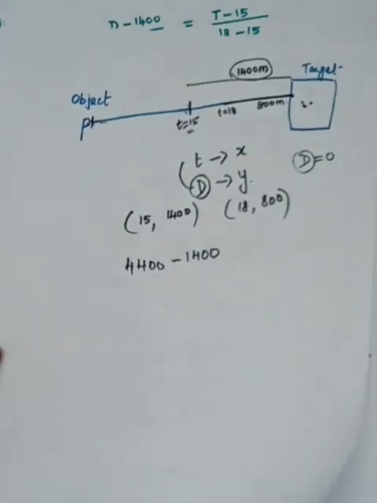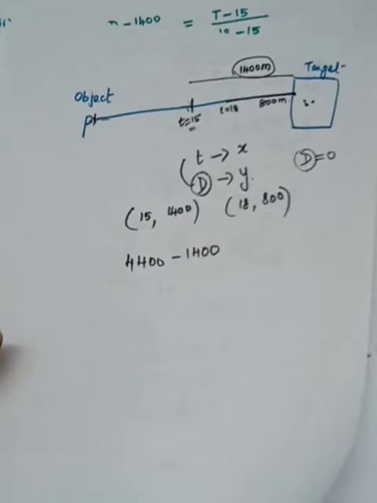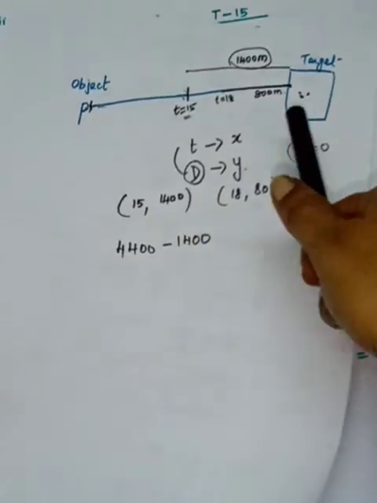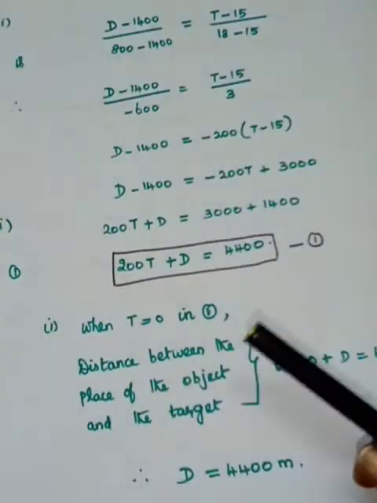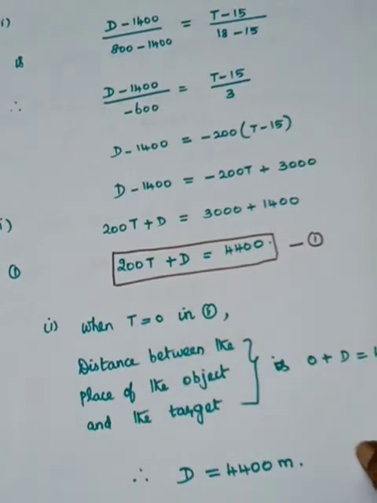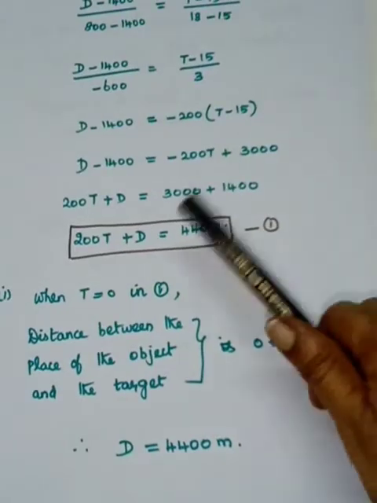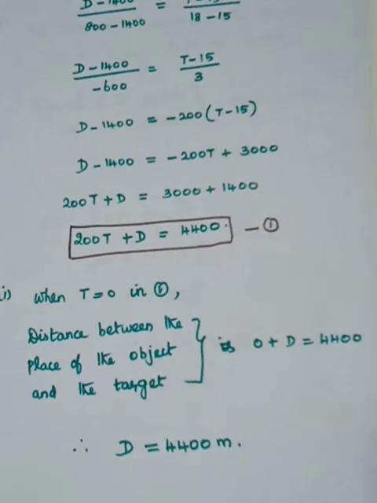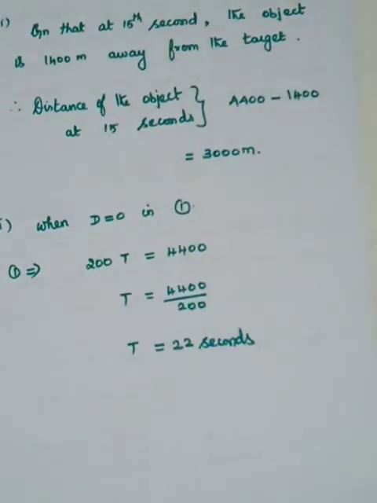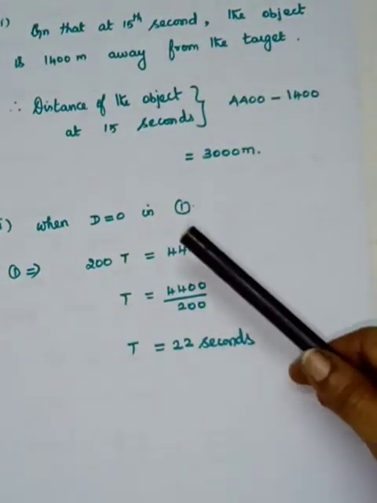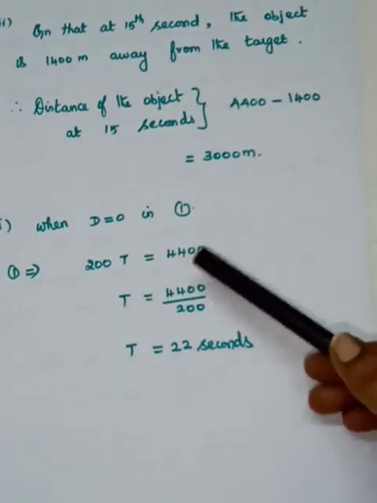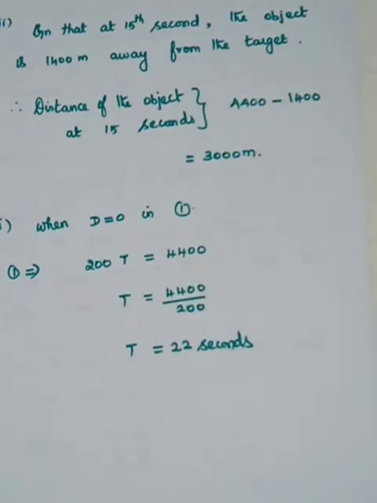So what is asked? Time taken to hit the target means at the target position your distance is 0. So you have to substitute d is equal to 0 in equation 1. So it is 200t plus 0 is equal to 4400. That is 200t is equal to 4400. t is equal to 4400 divided by 200. So it is 22 seconds.